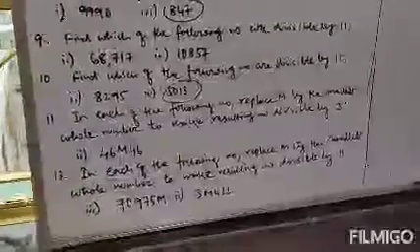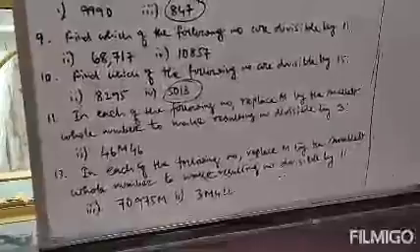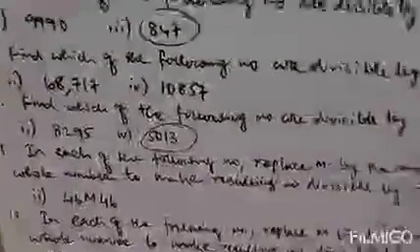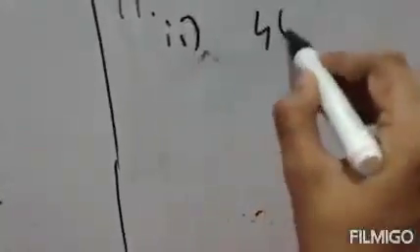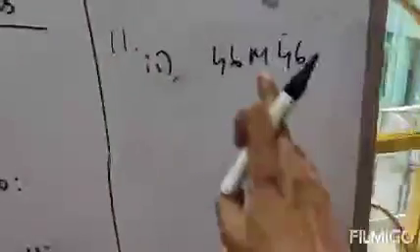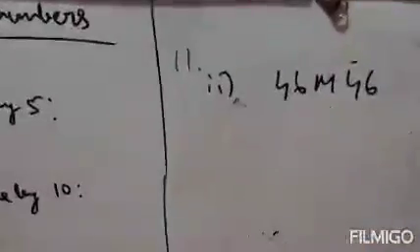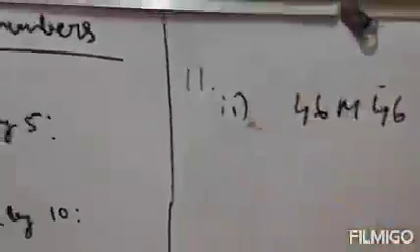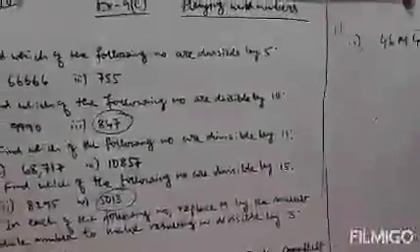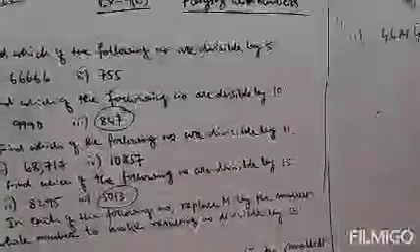Question number 11 says: in each of the following numbers, replace m by the smallest whole number to make the resulting number divisible by 3. So question number 2, 46m46. We have to replace m with the smallest whole number so that the total number is divisible by 3. Now what is the divisibility rule of 3? The sum of the digits should be divisible by 3.